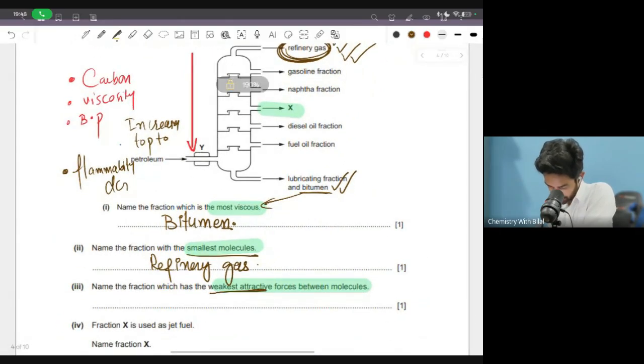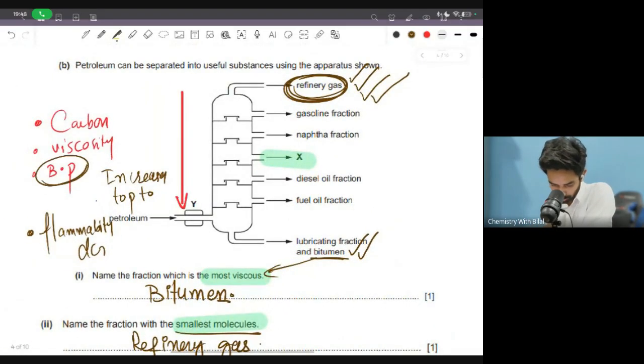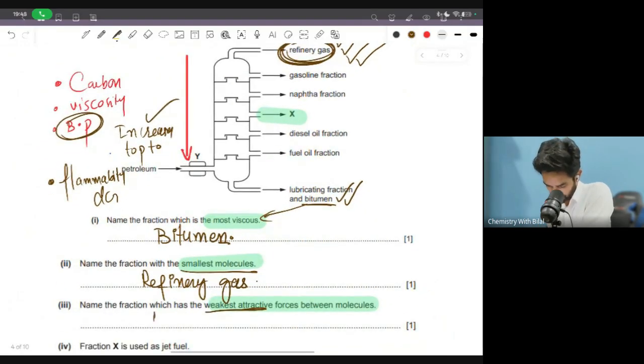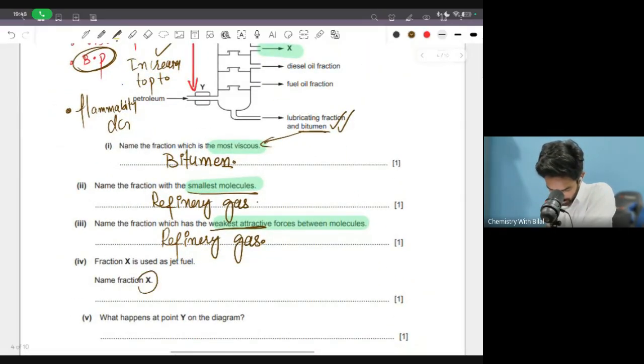Fraction with the weakest attractive forces, it is the same fraction that has the lowest boiling point. देखो boiling point top to bottom तो increase हो रहा है, तो सबसे ऊपर वाले का boiling point सबसे low है. It should be again refinery gas. Name fraction X. X is used as jet fuel. So which fraction is used as jet fuel?